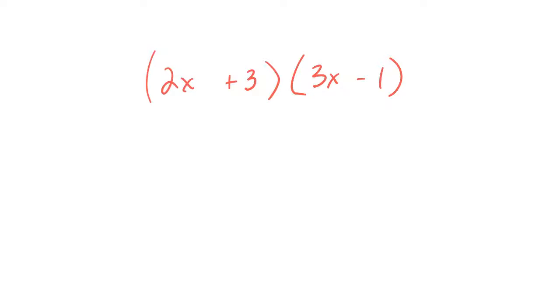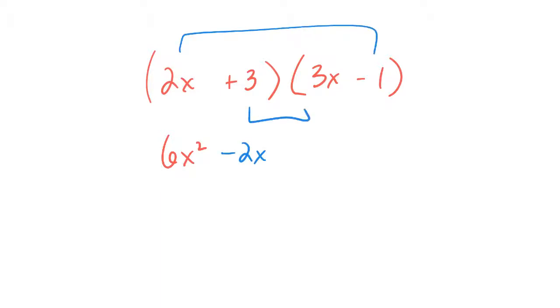So let me distribute this out. I get from the first one 6x squared. Then from the outer terms, I get -2x. The inner terms, I get +9x. And then the last term, I get -3. So the quadratic that we're going to work on now is going to be the following.